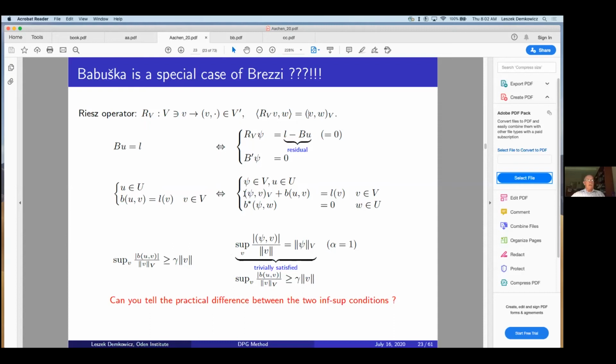The first condition is the inf-sup in kernel, and this is trivially satisfied because this is an inner product, there's nothing to worry about. The second condition is for this coupling term that coincides with the original bilinear form. And when you write it down, you realize that you have obtained exactly, restated, the inf-sup condition of Babuška. So you might say, what's the big deal? I had the inf-sup condition to worry about, and I still have the inf-sup condition to worry about. It just has been repackaged. Can you tell the practical difference between the two inf-sup conditions?